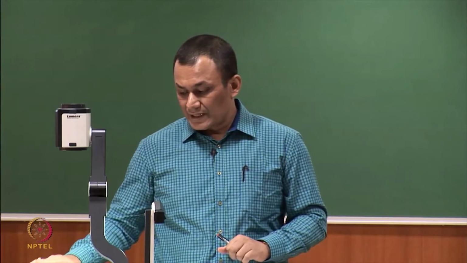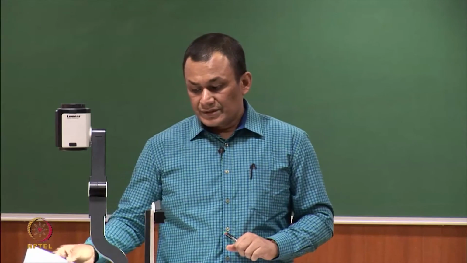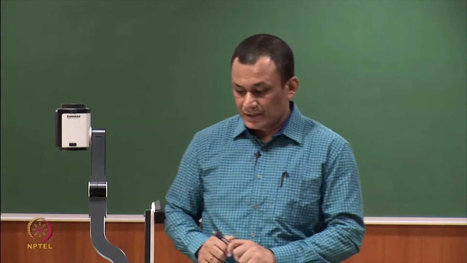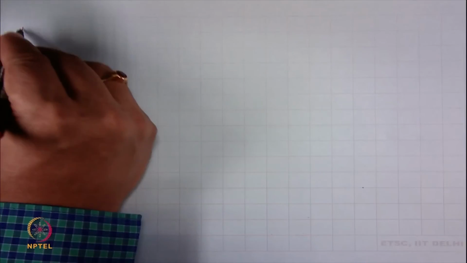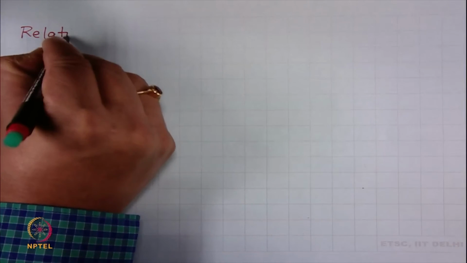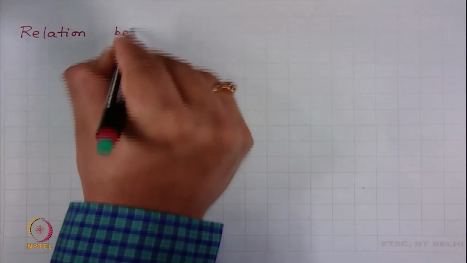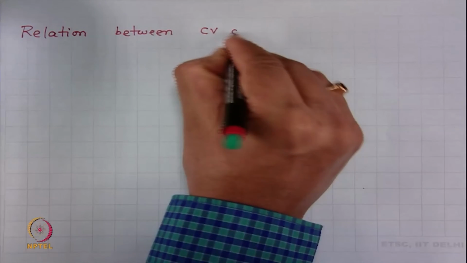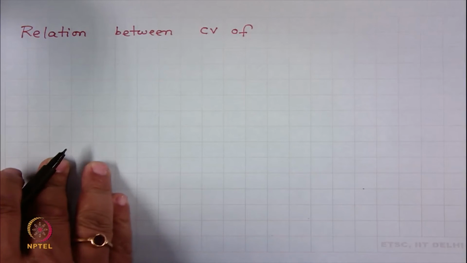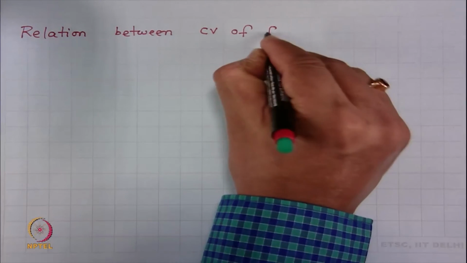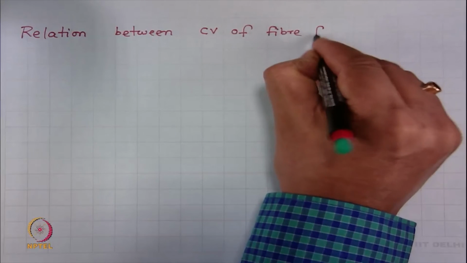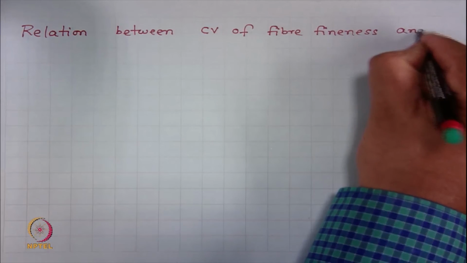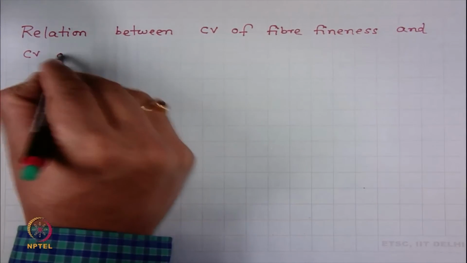Now, we would like to discuss a very interesting problem. The problem is the relation between CV of fiber fineness and CV of fiber diameter.